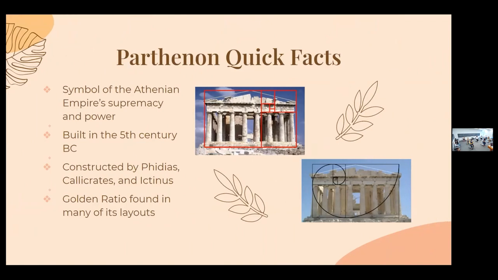So, some quick facts about the Parthenon. It was a symbol of the Athenian Empire's supremacy and power. It was built in the 5th century BC. It was constructed by Phidias, Callicrates, and Ictinus. And as you can see here, Phi is actually named after one of the constructors of the Parthenon. And the golden ratio is found in many of the Parthenon's layouts.